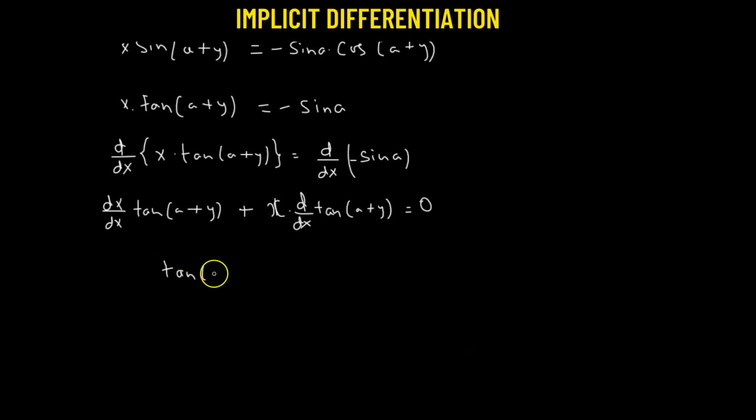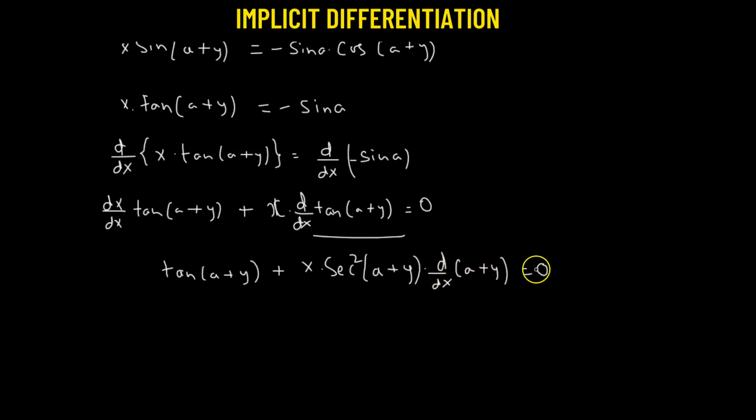So we have tangent of a plus y plus x times... Now we have to take the derivative of the tangent function, which is secant squared. Since we have a plus y, we have secant squared of a plus y, but we'll also have to use the chain rule and multiply it to the derivative of a plus y. So this will be equal to 0. We can transpose tangent of a plus y to the right hand side. So we're left with x times secant squared of a plus y multiplied to, now the derivative of a will be 0, plus derivative of y with respect to x. So this will be equal to negative of tangent of a plus y.